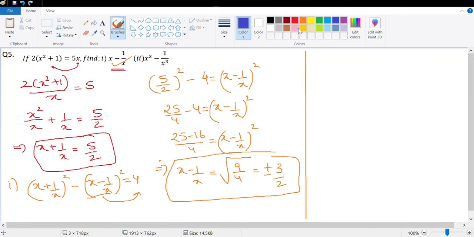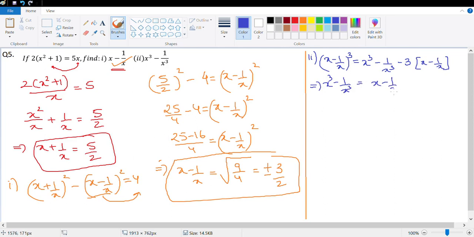Let's look at the second part of the question, which is x cube minus 1 upon x cube. So what we know is x minus 1 upon x the whole cube would be equal to x cube minus 1 upon x cube minus 3 times x minus 1 upon x, which gives me x cube minus 1 upon x cube is equal to x minus 1 upon x the whole cube plus 3 times x minus 1 upon x. Let's substitute values. So this is plus minus 3 by 2 cube plus 3 times plus minus 3 by 2.